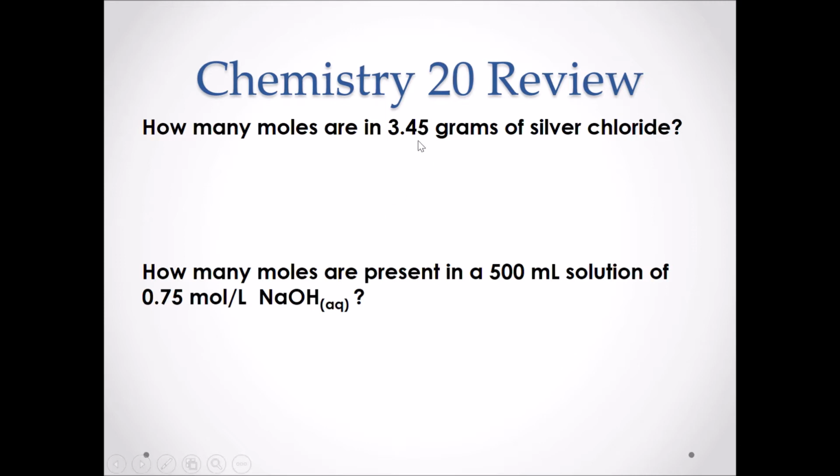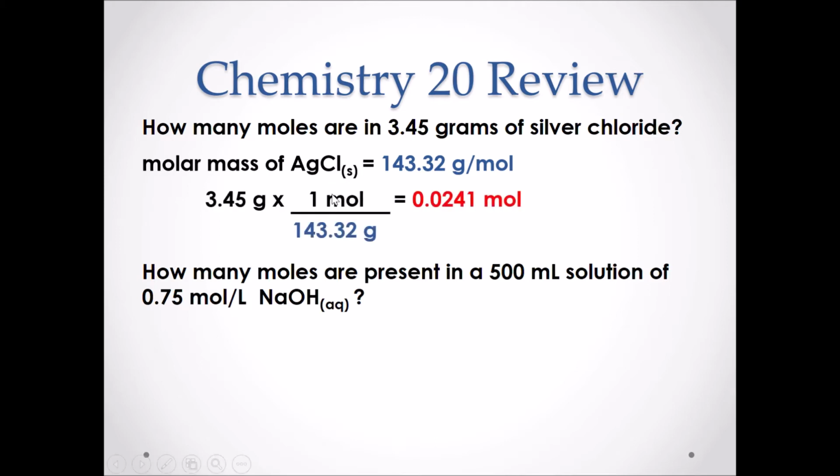In our first question, we are given grams of silver chloride. Therefore, we have to use the molar mass of silver chloride to convert grams to moles. We always start our calculation with the value that is given, and we want our answer in moles, so 1 mole goes on the numerator, and 143.32 grams goes on the denominator. Grams cancels out, and our answer is left in moles, 0.0241 moles. 3 significant digits because that was the lowest going into the calculation.